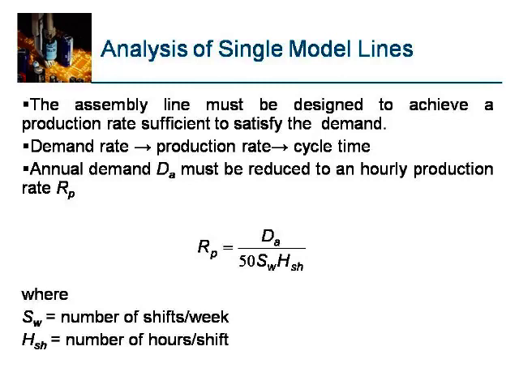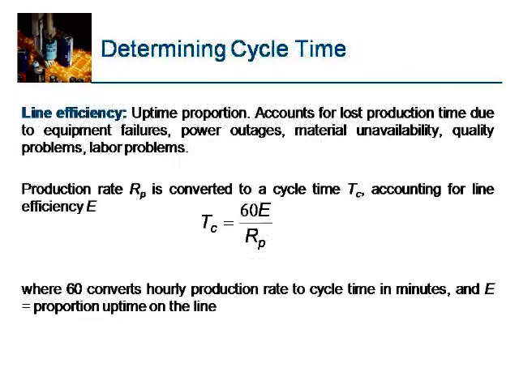Let us say annual demand is DA, which must be reduced to an hourly production rate of RP. RP is equal to DA divided by (50 SW HSH), where SW is the number of shifts per week and HSH is the number of hours per shift. If you have 50 weeks in 1 year, then RP is the hourly production rate, and DA is annual demand, and RP can be easily calculated using this formula. Line efficiency.